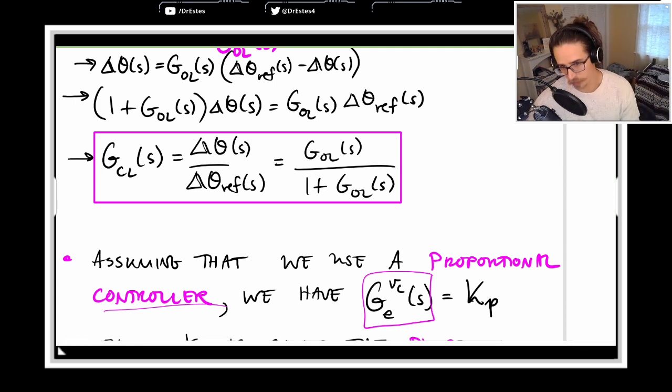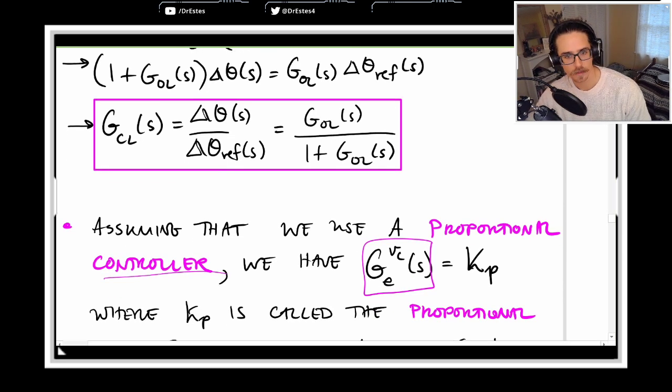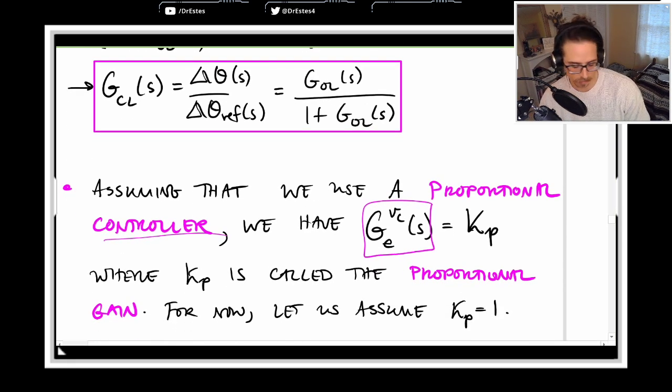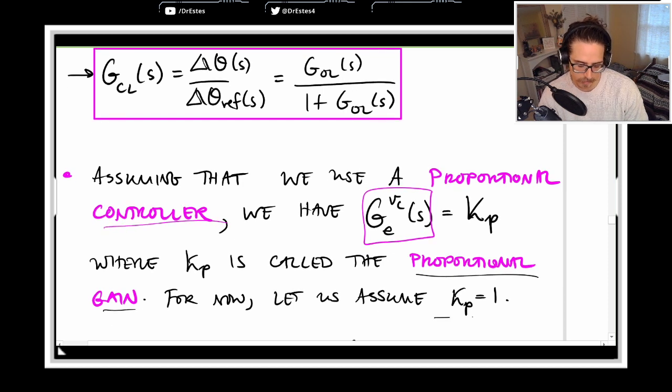Now, you've probably heard of PID controllers. The P in there is proportional, the I is for integral, the D is for derivative, and a proportional controller just takes the P portion. It's the simplest controller there is. KP is called the proportional gain, and for now we're just going to assume that KP equals 1.